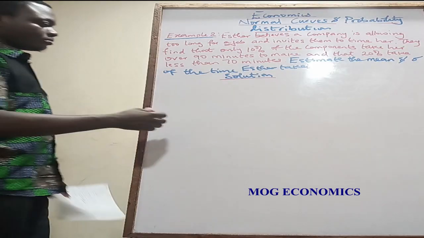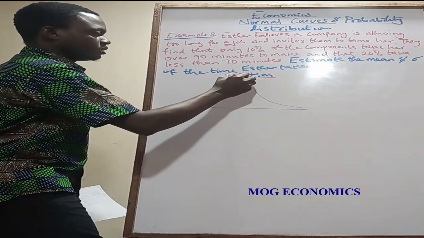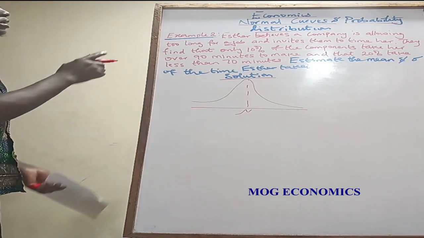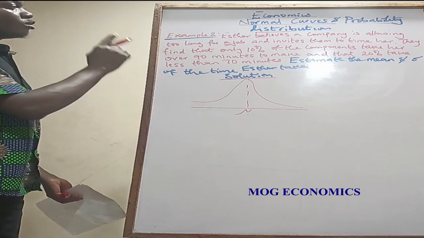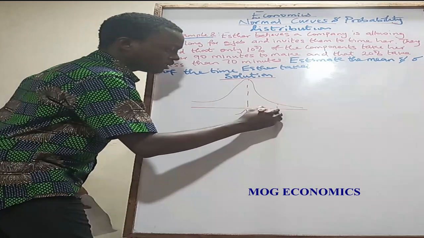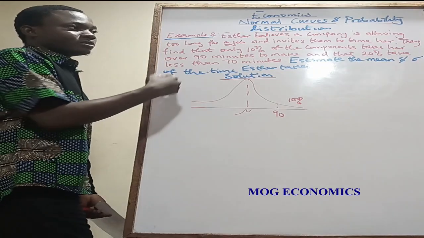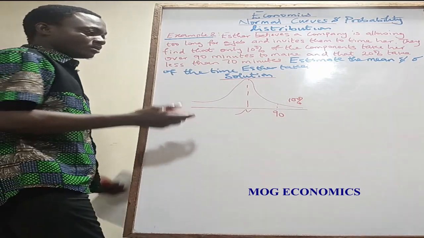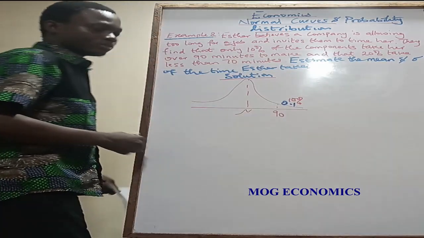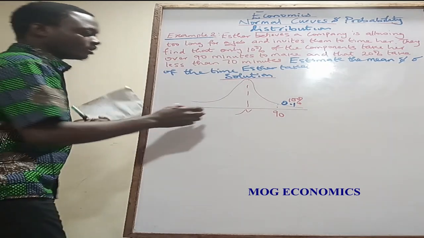So how do we interpret this question? First and foremost, the mean you don't know, the standard deviation you don't know. But what do you know? It says they find that only 10% of the components take over 90 minutes to make. So this is in terms of time: you have 90 minutes, only 10%. They've given the area, the probability value. If the probability of something is 10%, converted that's 0.1. So what this 10% means here is an area corresponding to 0.1. And the other one says 20% take less than 70 minutes to make. There's 70 minutes here.